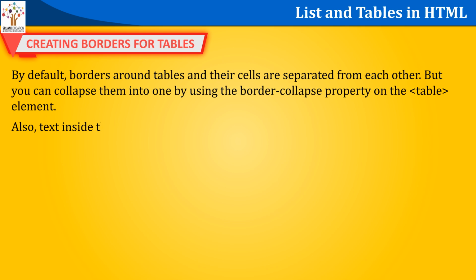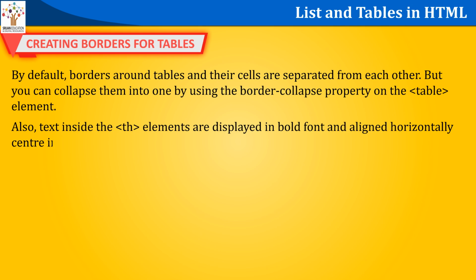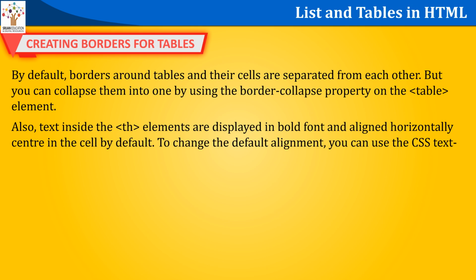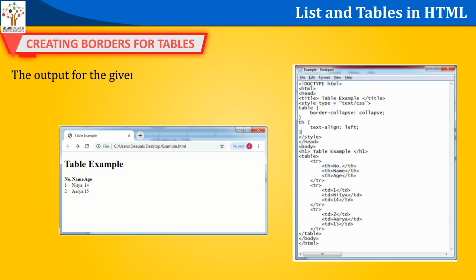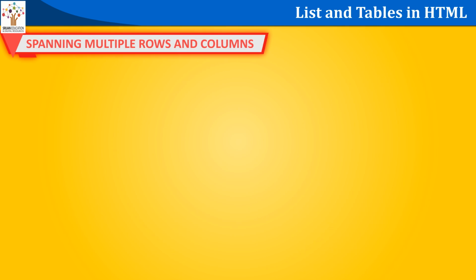Also, text inside the TH elements is displayed in bold font and aligned horizontally center in the cell by default. To change the default alignment, you can use the CSS text-align property. The following style rules collapse the table borders and align the table header text to left. The output for the given code is spanning multiple rows and columns.